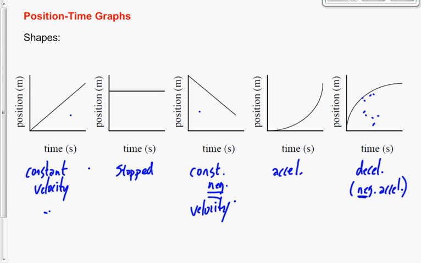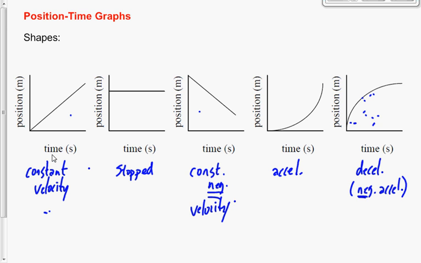Now, I don't want you to memorize these shapes. I don't want you to memorize what each of these means. I want you to use some logic. When you see one of these on a quiz sometime, I want you to take a step back and think, okay, wait a sec. The position is increasing, still going positive, but it's not going as quickly as it was down here. So it's decelerating, it's slowing down.